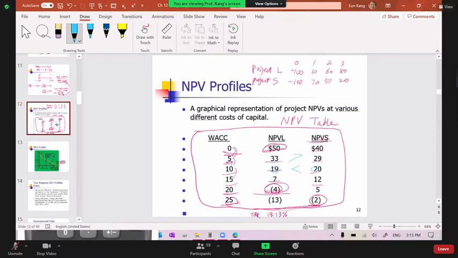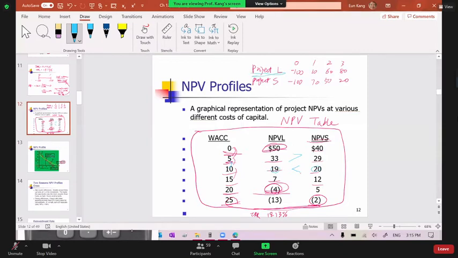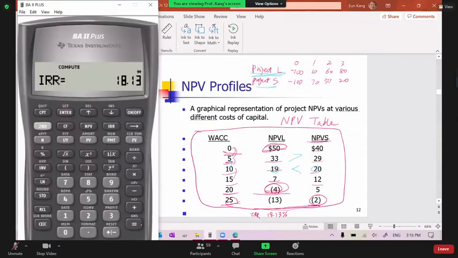Professor, can you please explain again how you were changing the rate, like for 5, 10? I'm trying to do it and I don't get the same numbers. Oh, I did only project L, right? So you can do project S yourself. But since you ask, let's do project S.